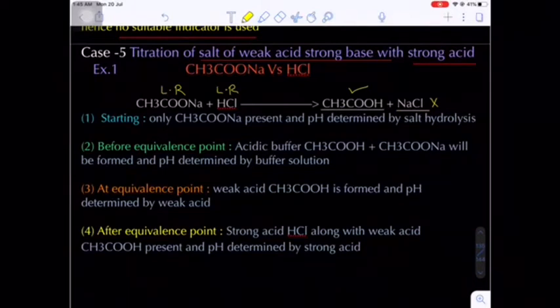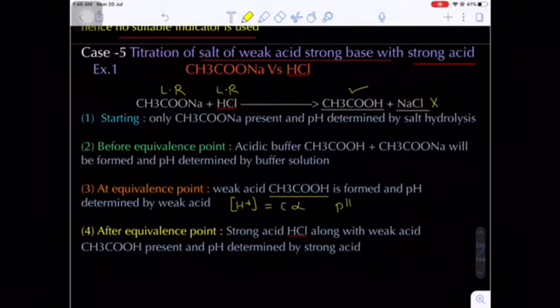Now we have to calculate the pH of the solution with the help of the weak acid, that is acetic acid. After the equivalent point, at the equivalent point, what happens? Both are limiting reagents and both are completely consumed. Only weak acid, acetic acid, is present in the beaker. We know how to calculate the pH of weak electrolytes.